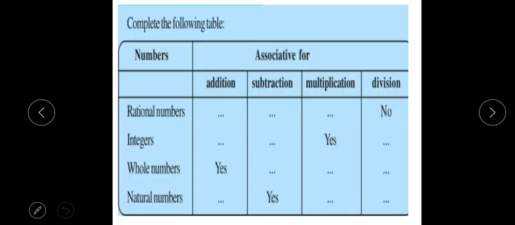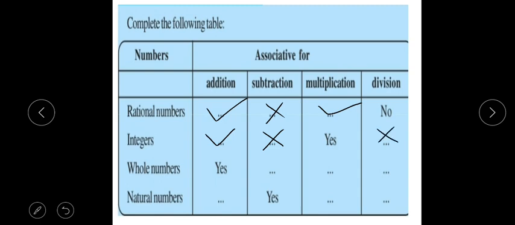So now we can complete the table which we have been filling. For addition, rational numbers are associative. For subtraction, they are not. For multiplication, they are associative. Integers: for addition, they are associative. For subtraction, they are not. For multiplication, yes, they are. And for division, they are not associative.